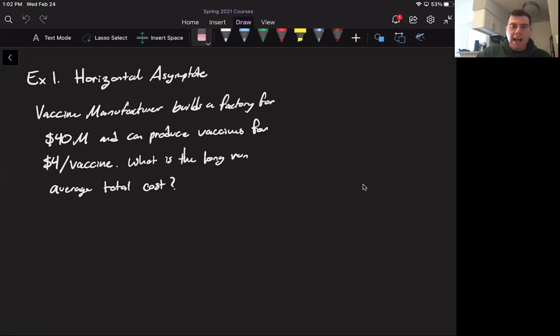So that is, what's the average cost of producing a vaccine over a long period of time? So this is asking, I guess, also what happens when you produce a lot of vaccines. How should the price change? For example, if we spent $40 million on a factory and then spent $4 to produce one vaccine, if we only produced one vaccine, we would need to charge 40 million and $4.